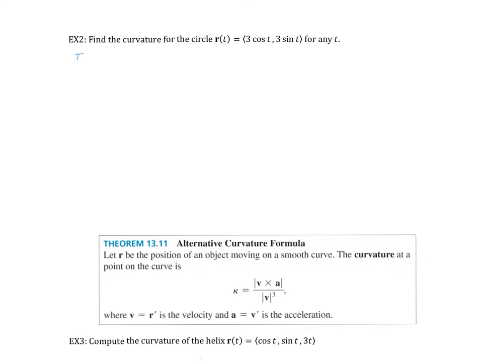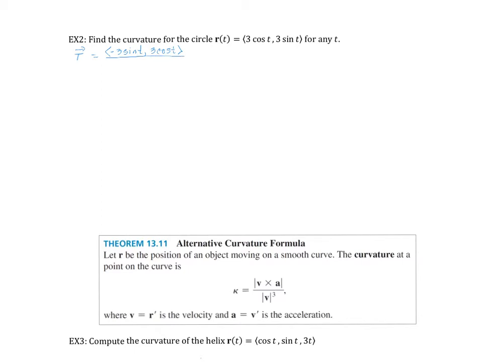My tangent vector would be the derivative of r over its magnitude. So the tangent vector is going to be equal to the derivative of r, which is the vector negative 3 sine of t, 3 cosine of t, and then divide by its magnitude.